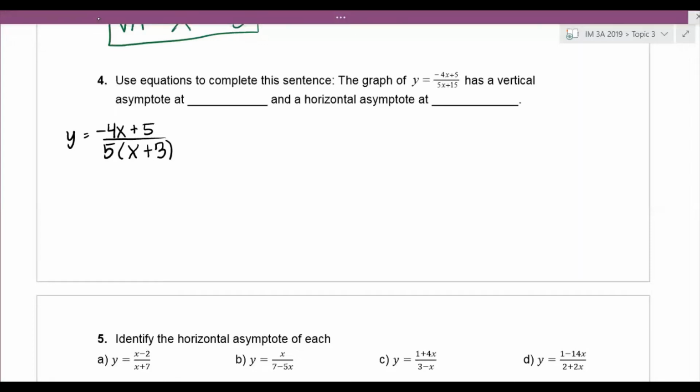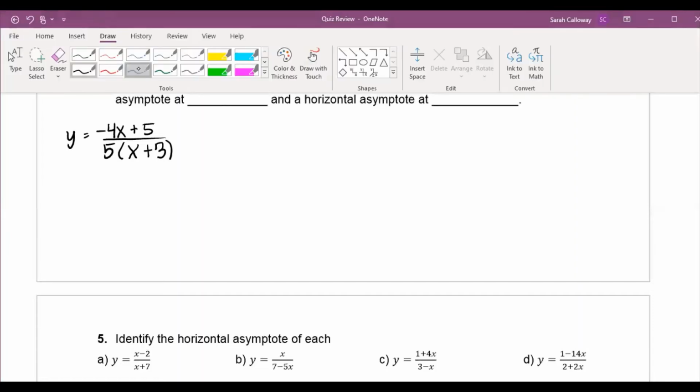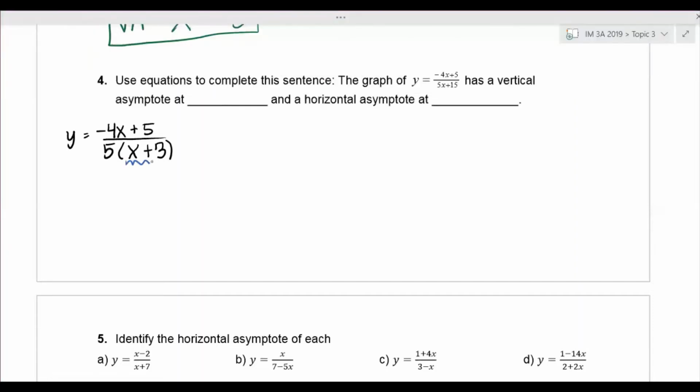So looking at the factored form, our vertical asymptote is going to occur at the 0 of our denominator. So since 5 does not have a variable, that's not going to give us an asymptote because it can't ever be 0. It's just 5. However, x plus 3 is going to be 0 when x is negative 3. So that means that the vertical asymptote is at x equals negative 3.